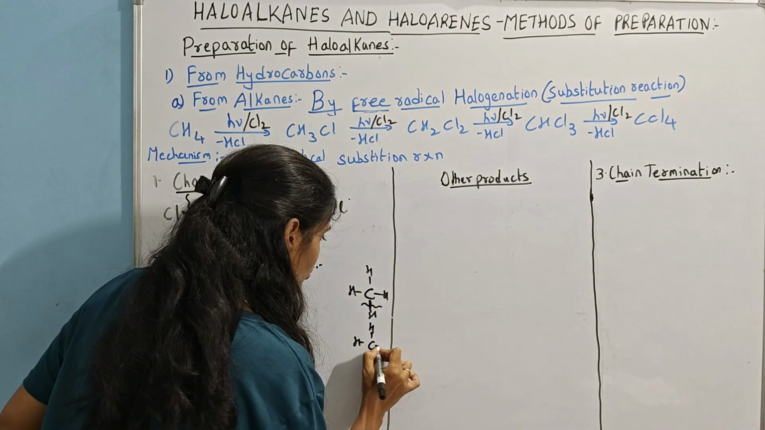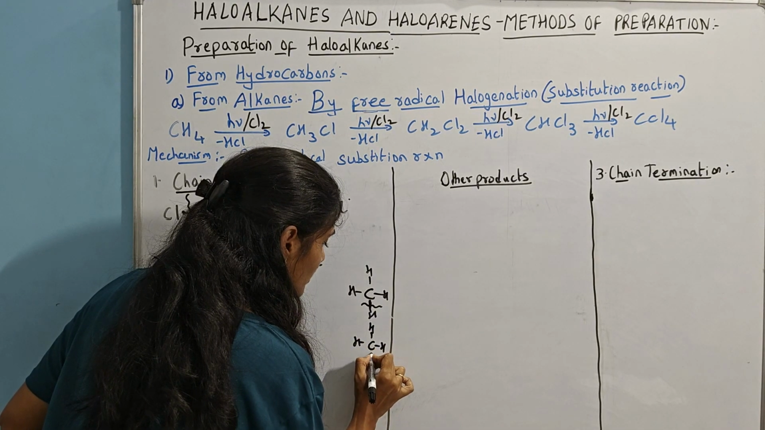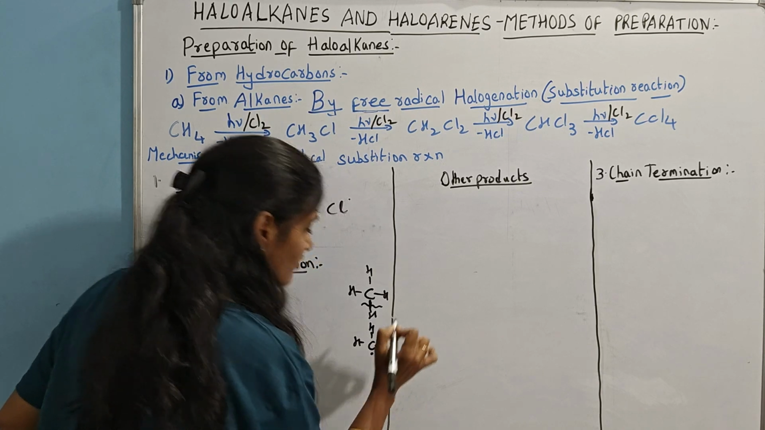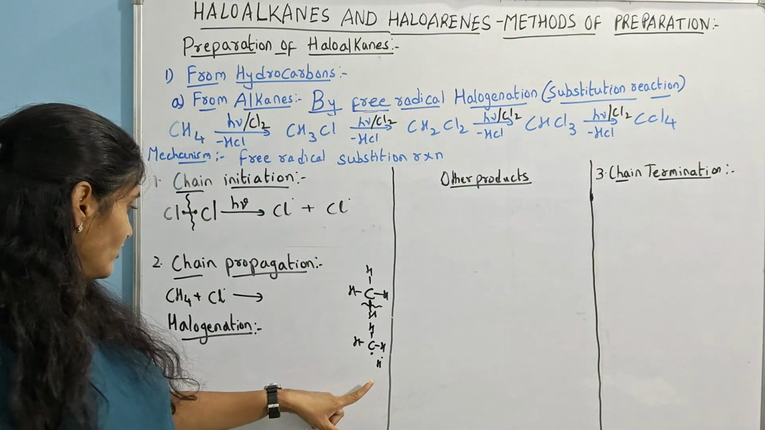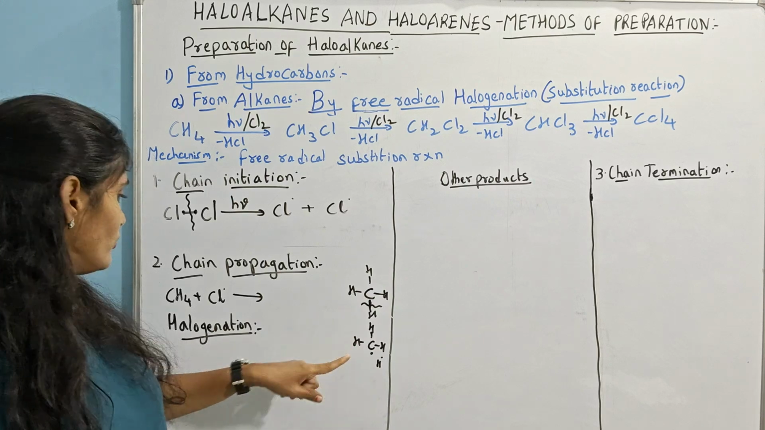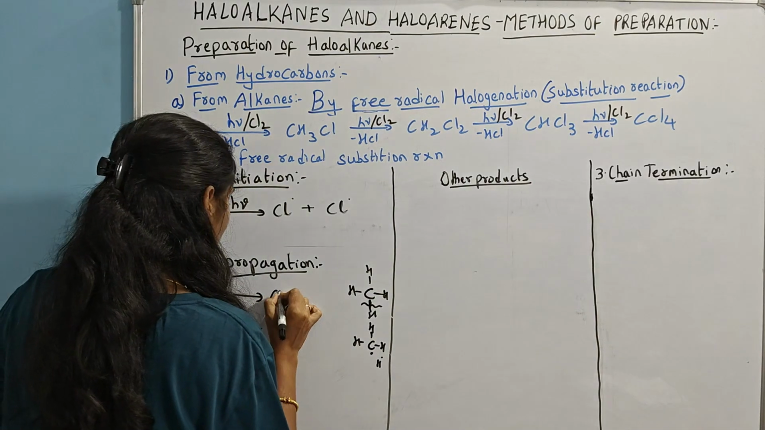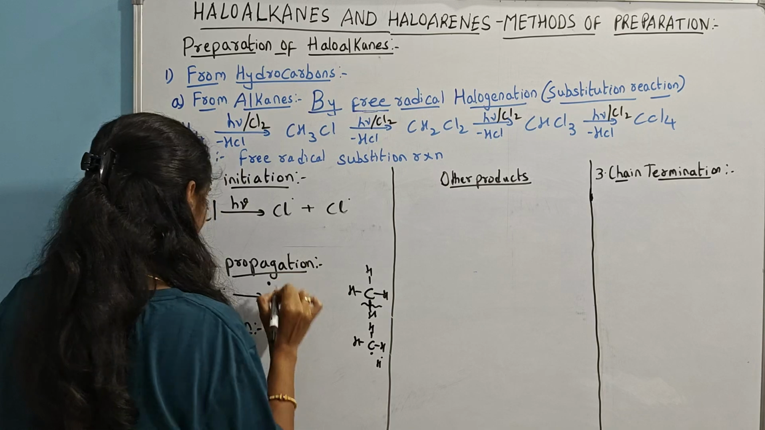Okay, how can you see this? You can see you have a free radical here, and hydrogen gets separated as a free radical. Now this CH3 dot free radical will be there.